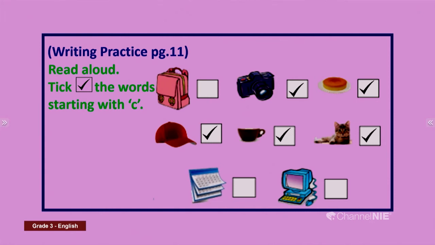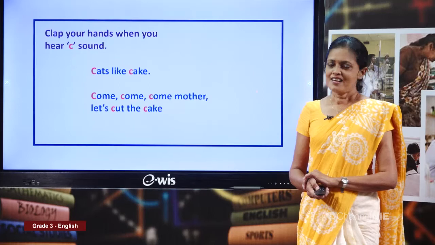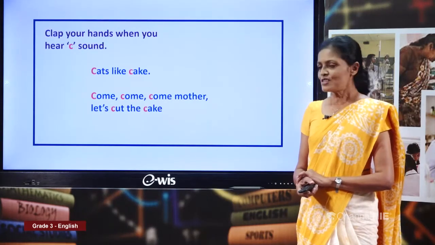Next picture, calendar. What is the first letter? C. Then we put a tick. Computer. What is the first letter? C. Then we put a tick there. Did you get them all correct? Good. Now, let's do an activity.